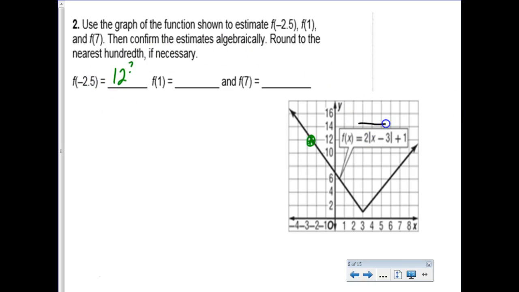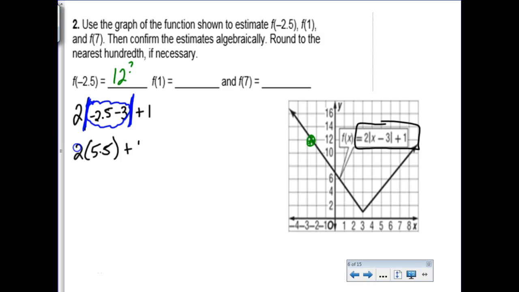So, in your function, which is this, 2 times the absolute value of, we're plugging in -2.5 minus 3 plus 1. Okay, remember when you're evaluating absolute value expressions, you have to compute the inside first and then apply the absolute value. So this is -5.5, but what is the absolute value of -5.5? 5.5. So 2 times 5.5 plus 1, which is 11 plus 1. Got it, guys. It's totally 12.